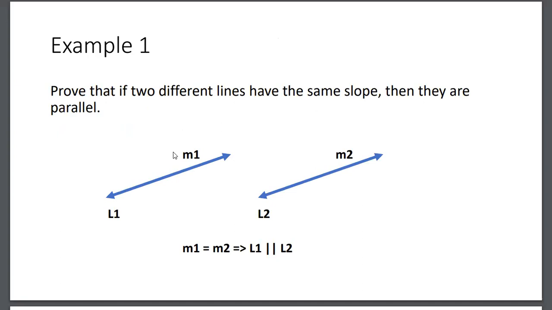Example 1. Prove that if two different lines have the same slope, then they are parallel. Here's a picture. Two different lines, slopes M1 and M2. Lines are labeled L1 and L2. And we want to show that if the slopes are equal, then the lines are parallel. That's the symbol for parallel lines. So if the slopes are equal, we want to show parallel lines.